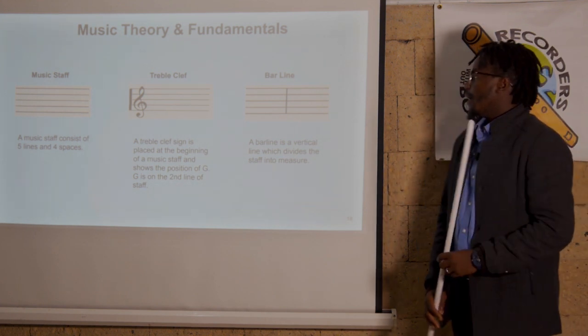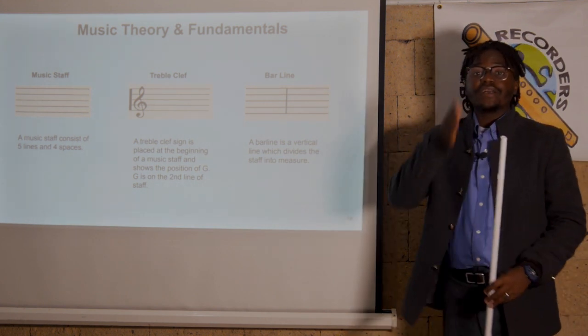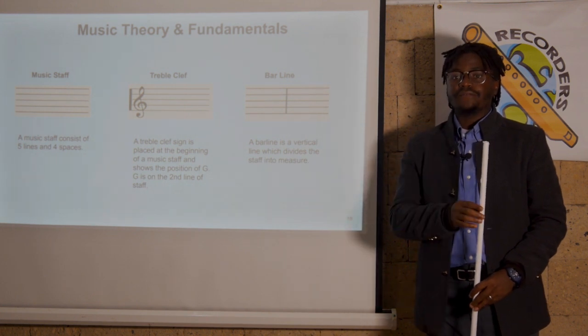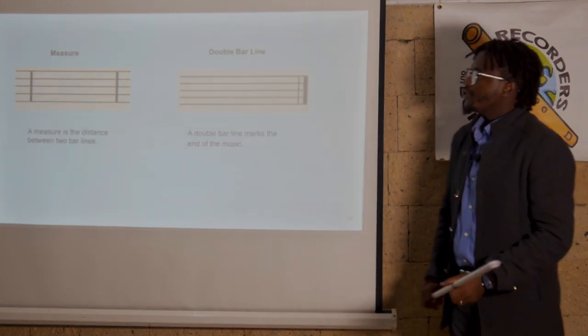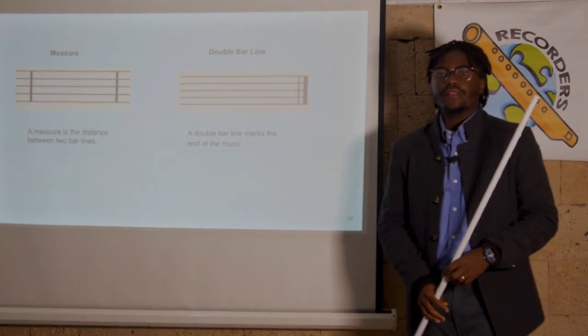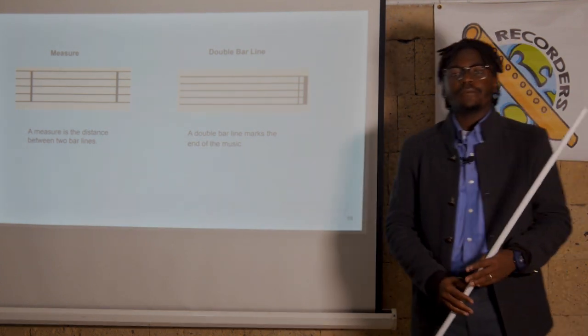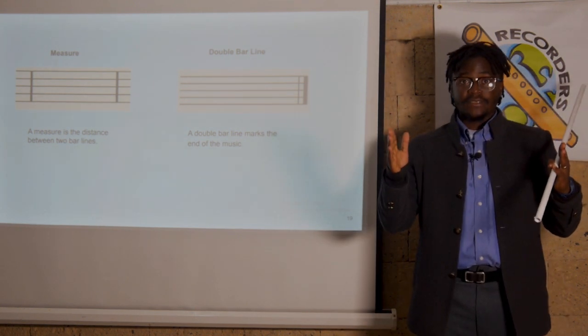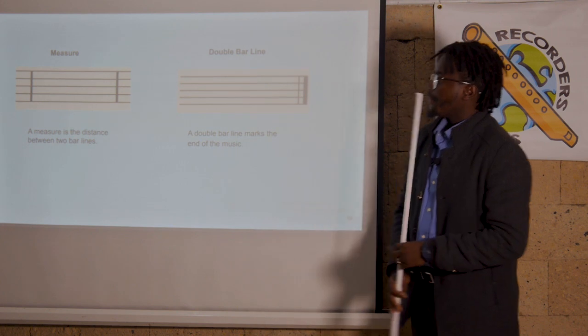Now, let's look at bar lines. A bar line is a vertical line that runs from the top to the bottom of a staff. When 2 bar lines are drawn, we introduce something called the measure. Now, what is a measure? A measure is the distance between 2 bar lines, and that is the measure.